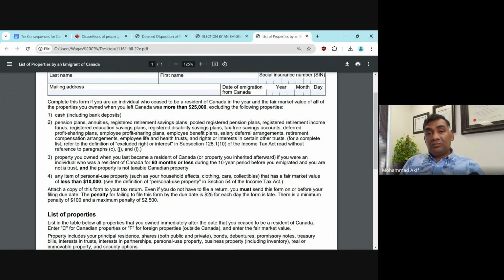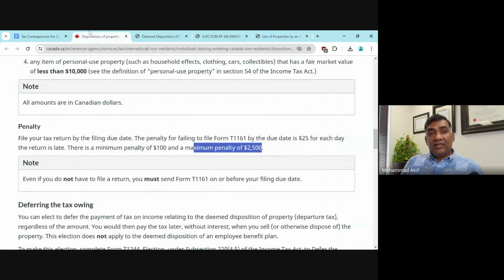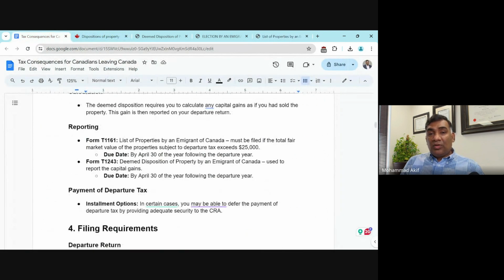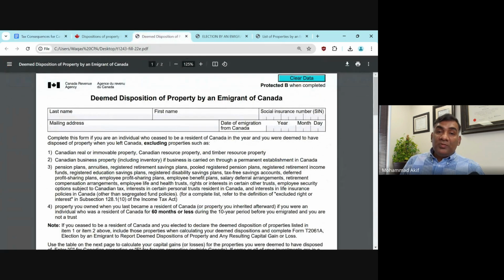So of course, this form is due on April 30th. Just like I said, there's a $25 per day penalty, up to $2,500, the maximum penalty that you have to pay per year. The other form that I see missed is the T1244, which is a deemed disposition form. This disposition form is where you are reporting the disposition that is happening for the assets that the CRA will be asking for a tax on.